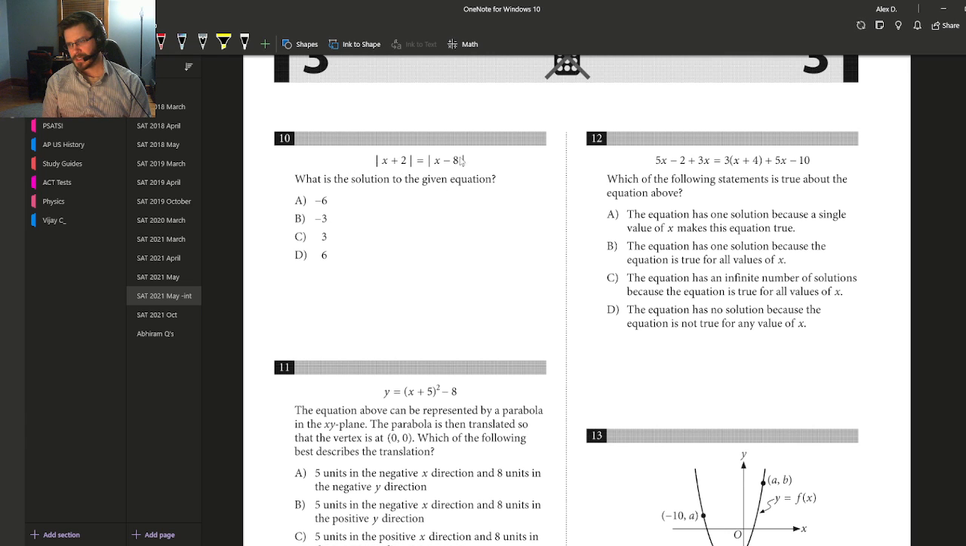Solution to the given equation. So this is an absolute value thing. I'm tempted to just plug the answers in, because trying to solve a double-sided absolute value is more complicated than I think I would want to. And knowing that it's an SAT, let's start with the negatives, because odds are it's going to try to be tricky that way. Negative 6 plus 2 is negative 4. Absolute value is 4. Negative 6 minus 8 is negative 14. Absolute value is 14, so that clearly does not work.